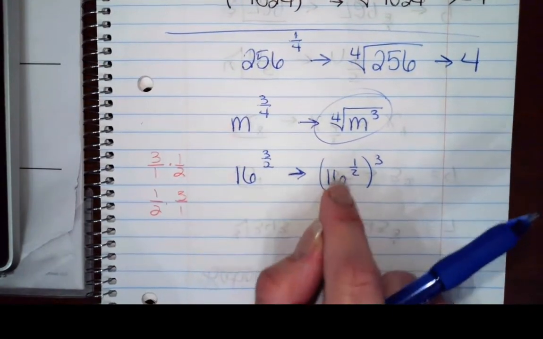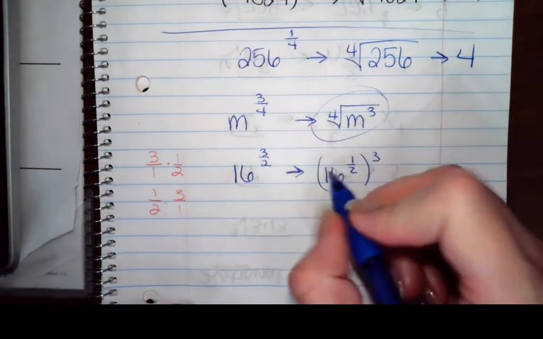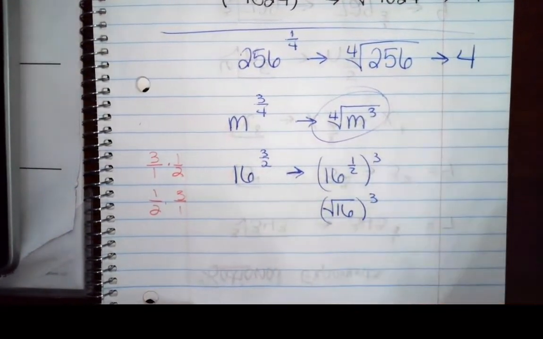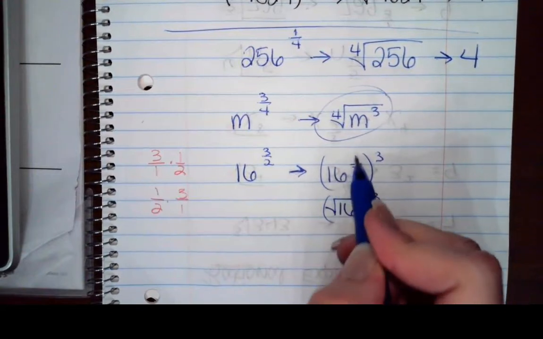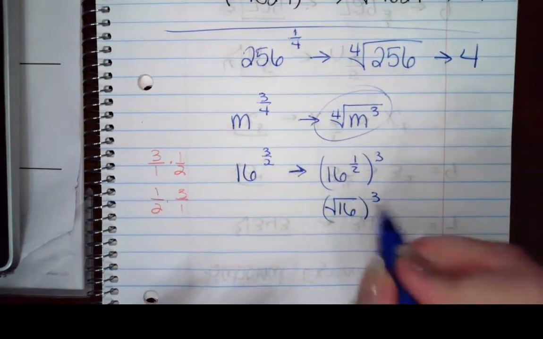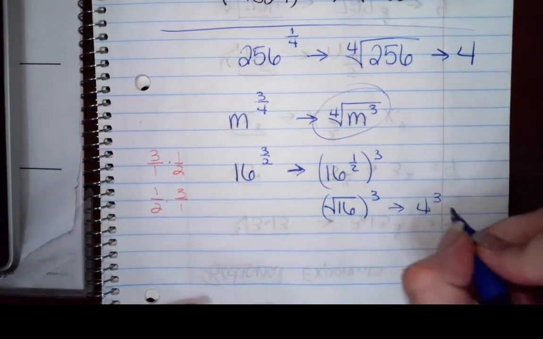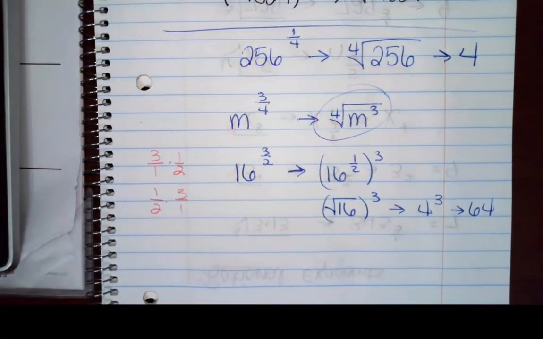Okay, so what if I do the square root first and then cube it? So what I have is the square root of 16, and I'm going to cube it. Okay, so remember this is 16 to the 1st, but I'm taking a square root. So that ends up being, well, what's the square root of 16? It's 4. What is 4 cubed? That gives me an answer of 64.